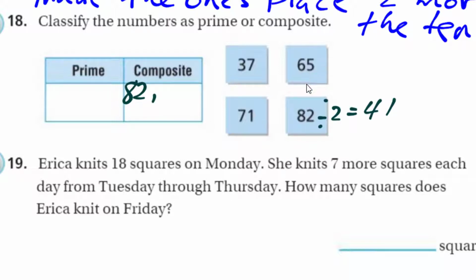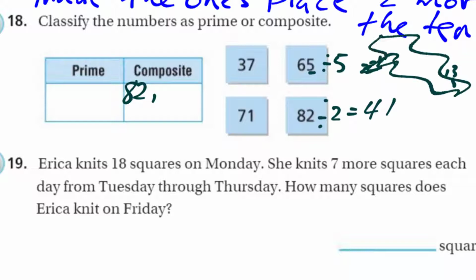65 is another easy one to find that's not prime because it ends in a 5. And 5 will always go into a number that ends in 5 or 0. Remember, that was the divisibility rule. 13 times 5, 15, 65. So that's going to equal 13. Not that all this matters. Okay, anyway, so that one's going to come over here.